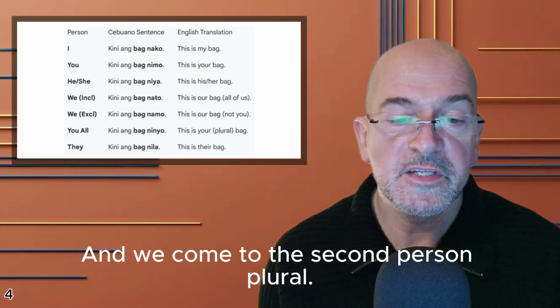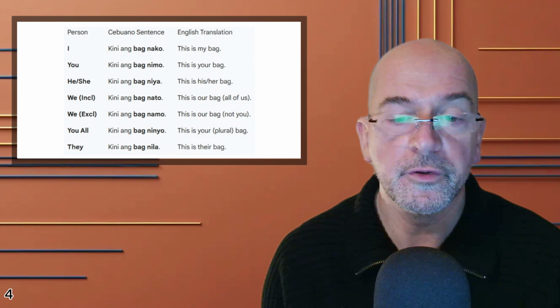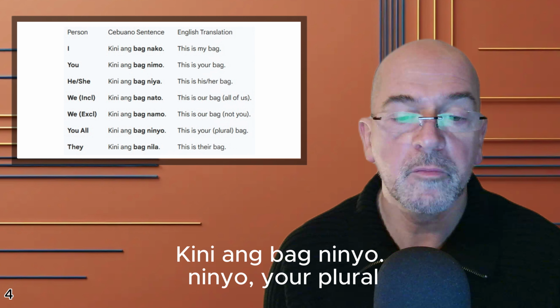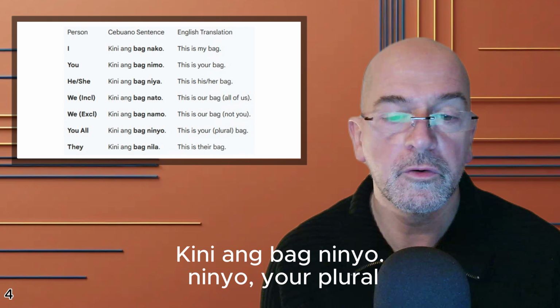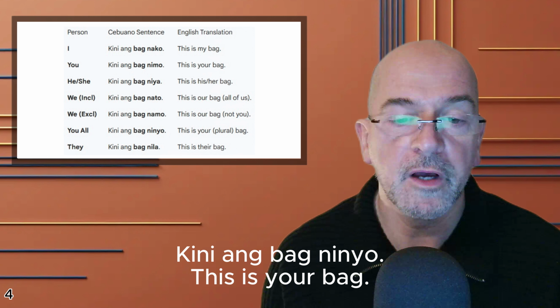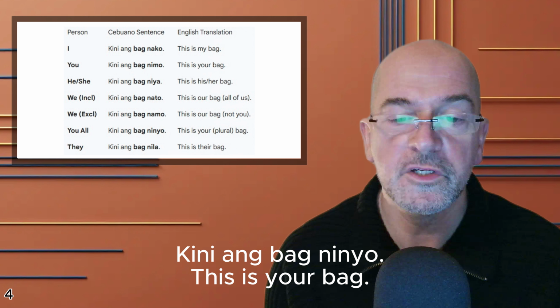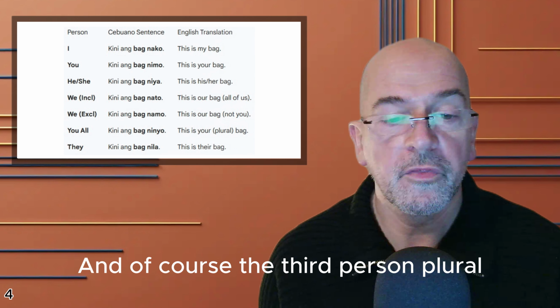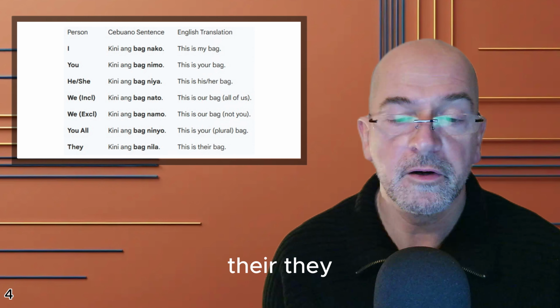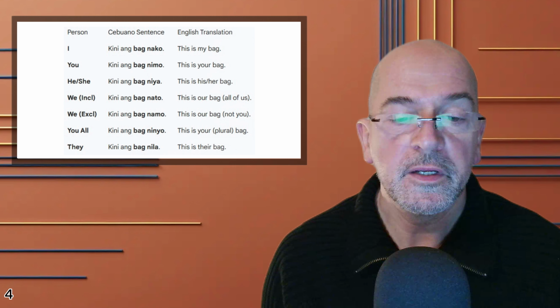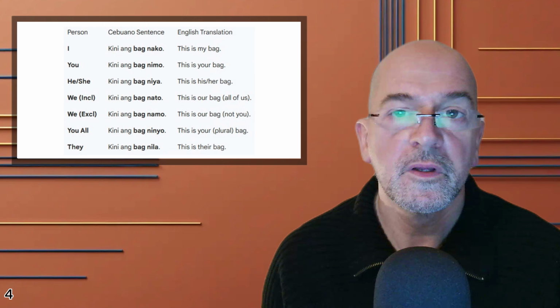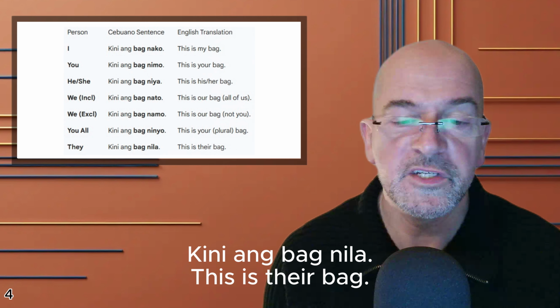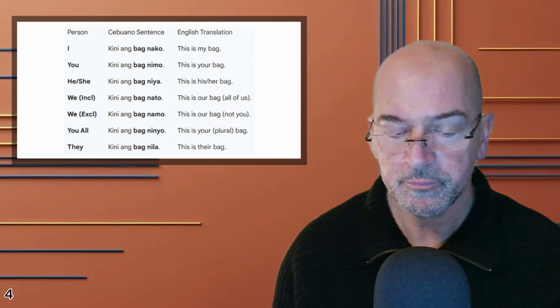Then we come to the second person plural. You, your. Kini ang bag ninyo. Ninyo, your plural. Kini ang bag ninyo. This is your bag. And of course, the third person plural, their, they, their. Kini ang bag nila. Kini ang bag nila. This is their bag. Right.